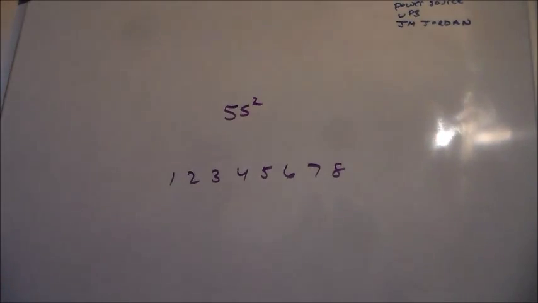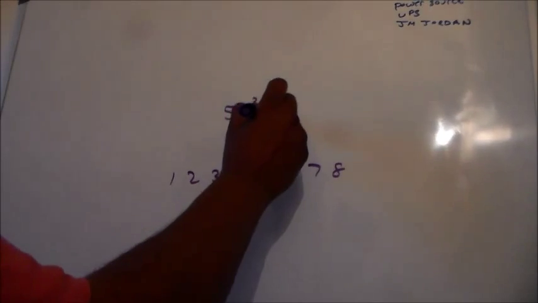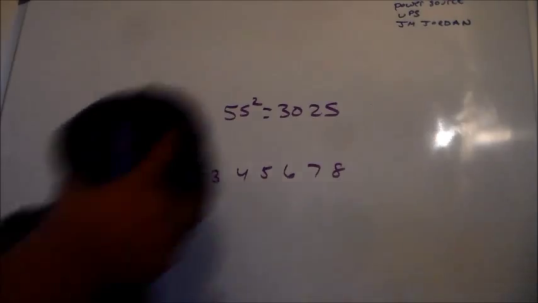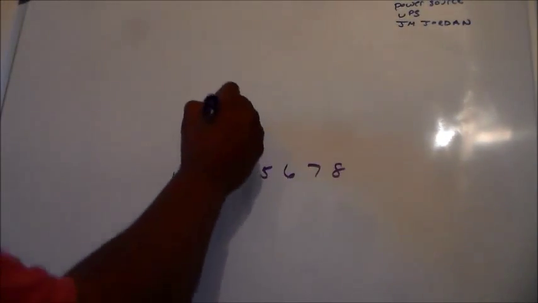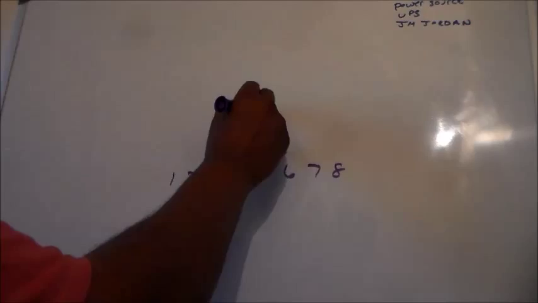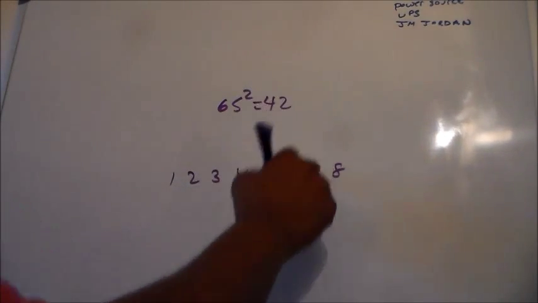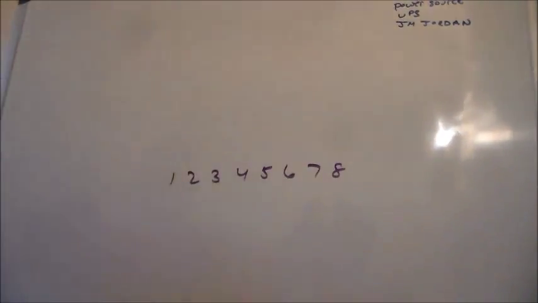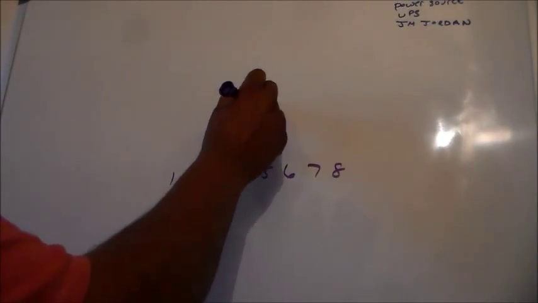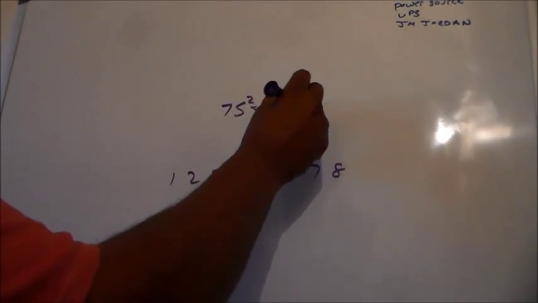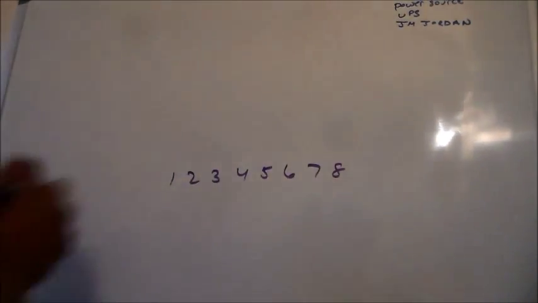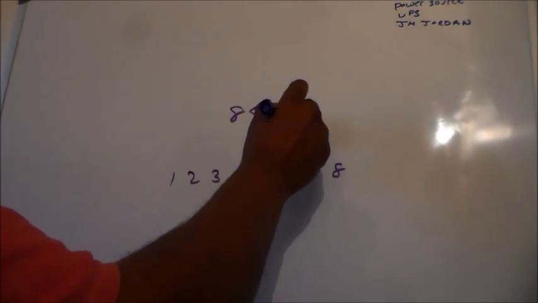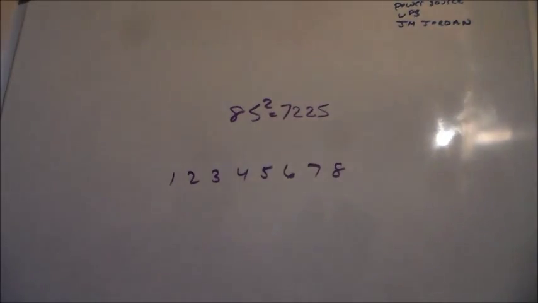55 squared. 5 times 6 is 30. 3025 is the answer. 3025. 65 squared. Answer is 42. 6 times 7 is 42. Then add the 25. 75 squared equals 5625. So after you get really good, you can start doing them in your head. 85 squared equals 7225.